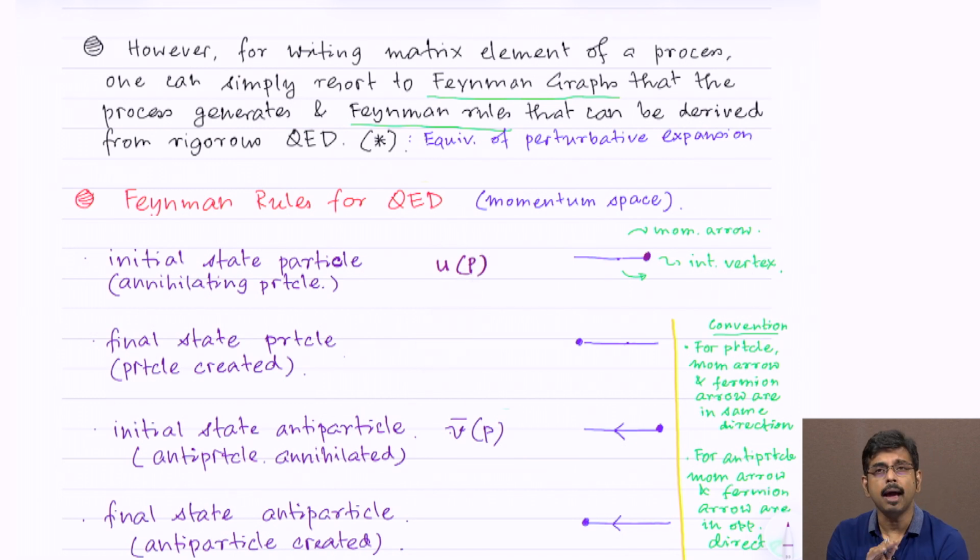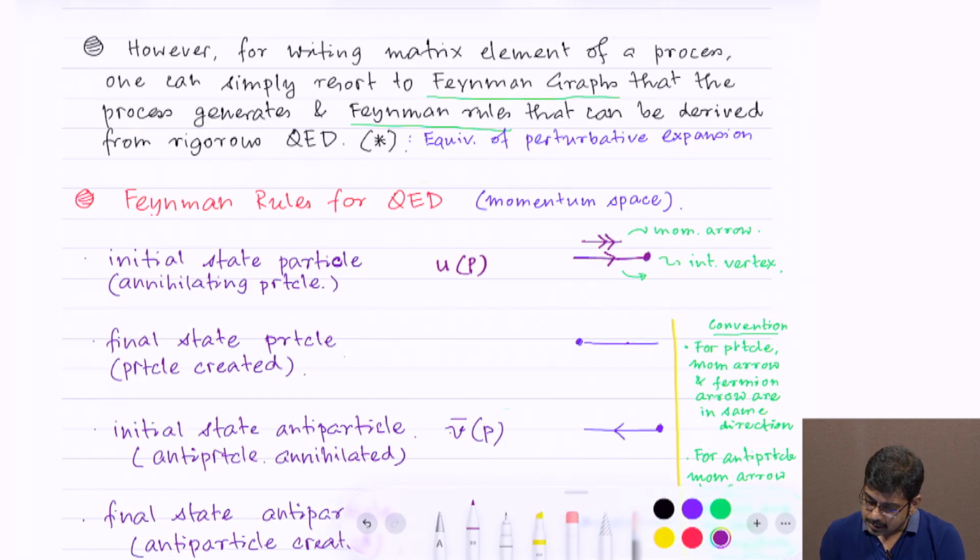Now, remember that we have to somehow distinguish between the particle and antiparticle. So for that, we draw a straight line like this, we put an arrow here like this, and there is another arrow that I explicitly put on top, this double arrow. This is what is called the momentum arrow, and the arrow which I am drawing on the line of this one is sometimes referred to as a fermion arrow.